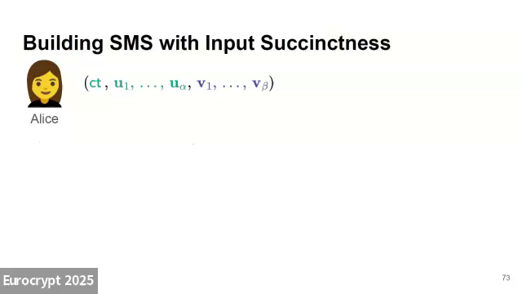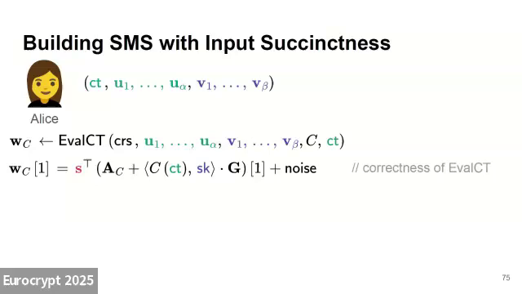Now, given this information from Bob, Alice will first compute this eval-CT algorithm, which takes as input all this information that was provided by Bob. And if we just look at the first coordinate of the evaluated ciphertext, and you have to believe me that this is actually what the correctness syntax of the eval-CT algorithm gives, we will obtain the circuit C evaluated on CT with the inner product of the FHE secret key SK. And all of this will be encrypted under the orange key S.